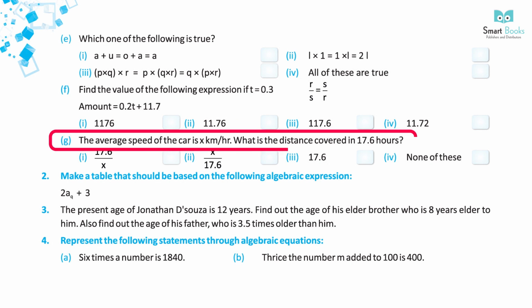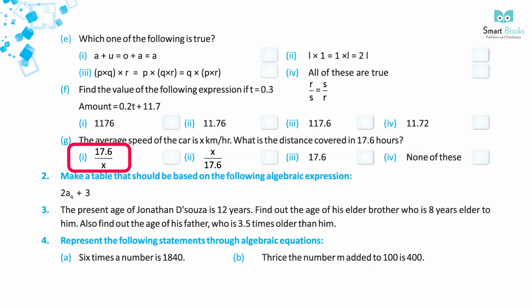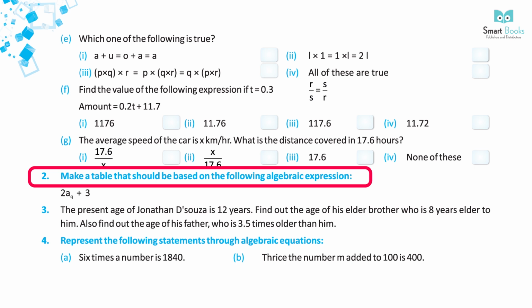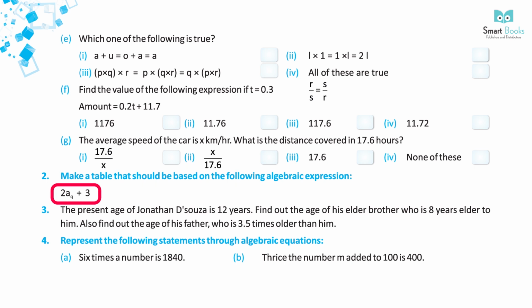G. The average speed of a car is x km/h. What is the distance covered in 17.6 hours? First, 17.6 upon x. Second, x upon 17.6. Third, 17.6. Fourth, none of these. Solution. Fourth, none of these. Question 2. Make a table based on the following algebraic expression: 2a cube plus 3. Solution.